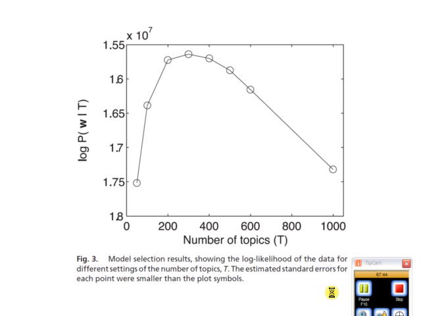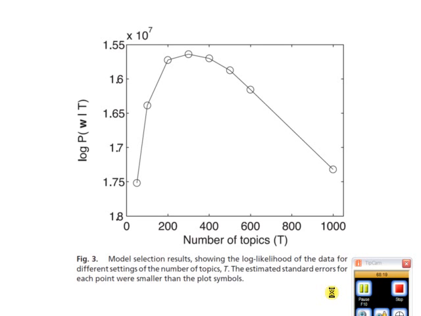Now, of course, one topic is the unigram model, right? The interesting thing is that, as I said, the way to figure out which is the right number of topics to fit is to see which one gives the lowest perplexity for the held-out data. So that's exactly what they did. They kept some of these papers out, and then they computed the perplexity on those papers given each of these models.